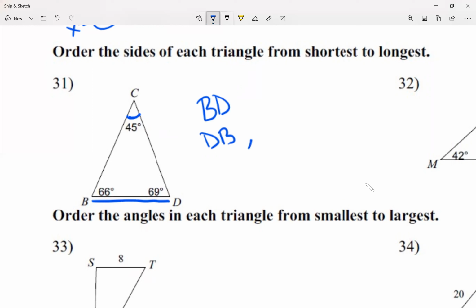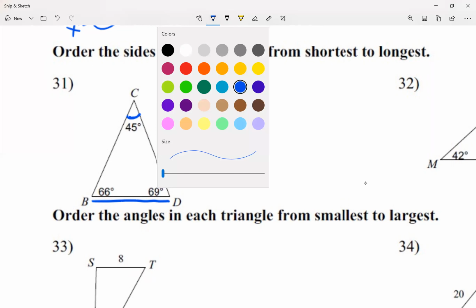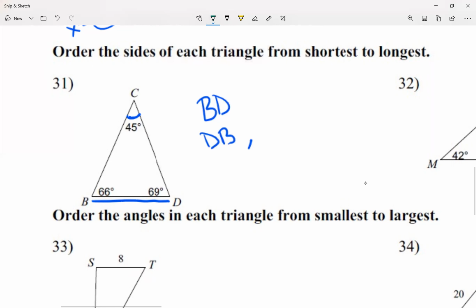Now the medium side, when I look at the angles, 66 will be the medium, and that is opposite from this side. Now that side I'm either going to call CD or DC. Right? It doesn't matter which one you use. You've got choices. Make sure the letters are capital though.